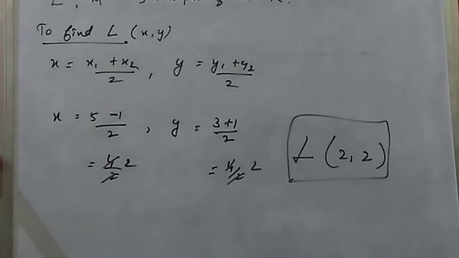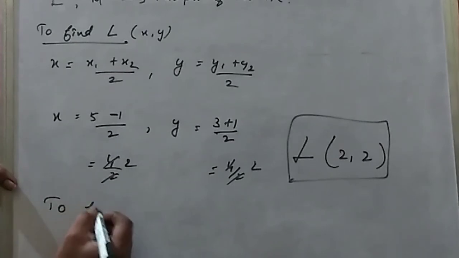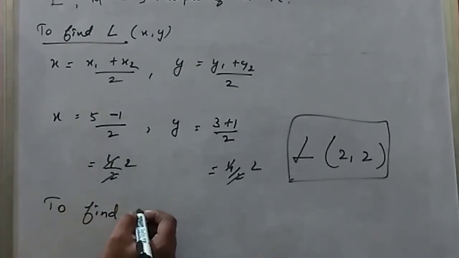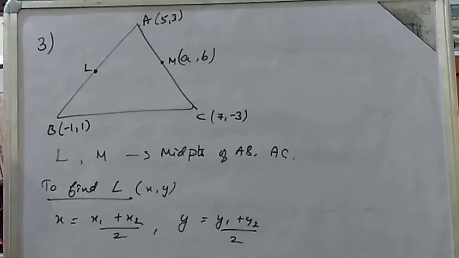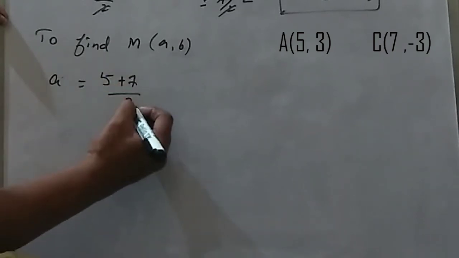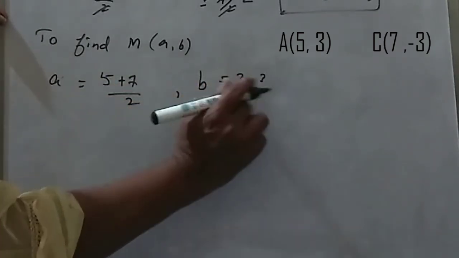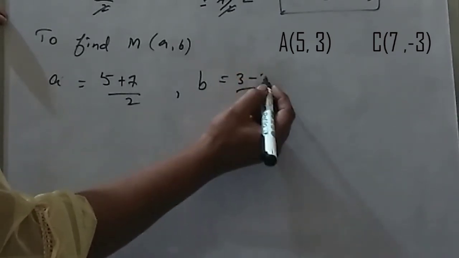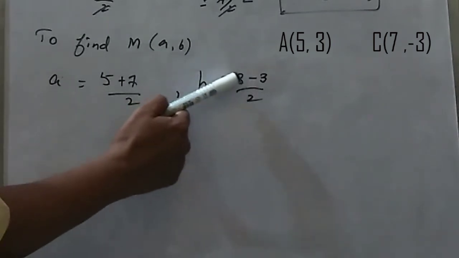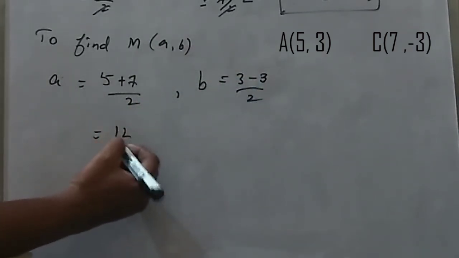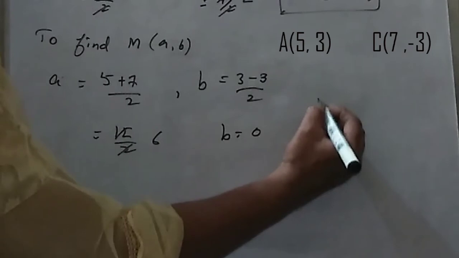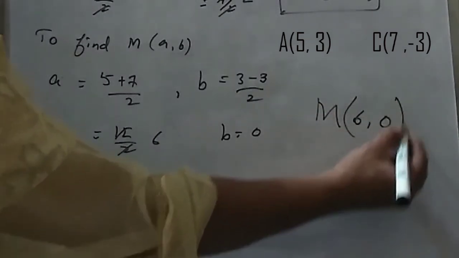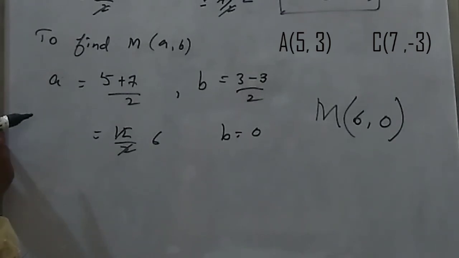Next we have to find out M. To find M, mark it as A and B. A is equal to (5 + 7)/2 and B is equal to (3 - 3)/2. So 12/2, cancel, you will get 6, and 0. B is equal to 0. So what is M? (6, 0).